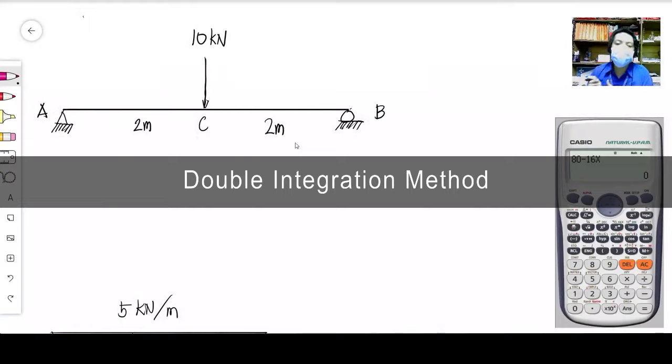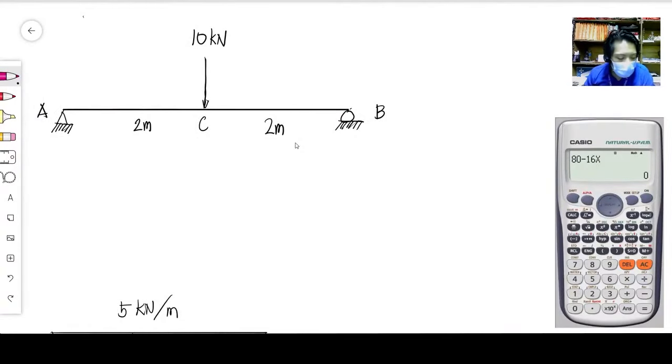Okay, let us have this example. Where to find for the deflection? Now, what do we need to find the deflection? What is deflection? When a beam is subjected to load, it deflects. When we say deflection, it sags.